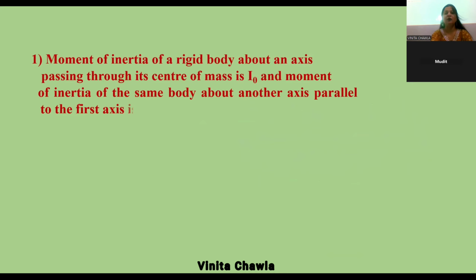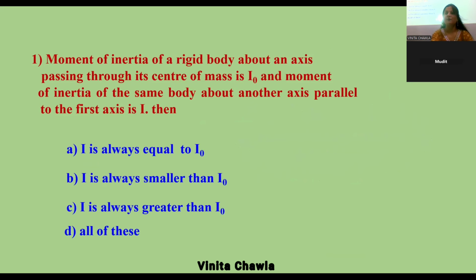So now we have questions. The moment of inertia of a body about an axis passing through its center of mass is I naught, and the moment of inertia of the same body about another axis parallel to the first axis is I. Please answer this question. Look at the relation: which will be greater, I naught or I? I is always greater than I naught.